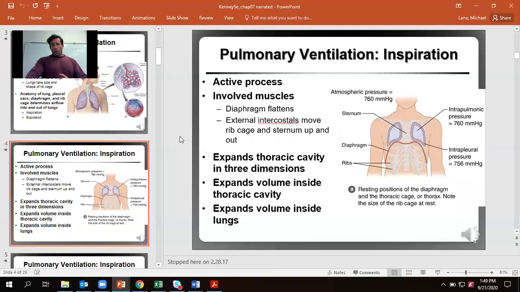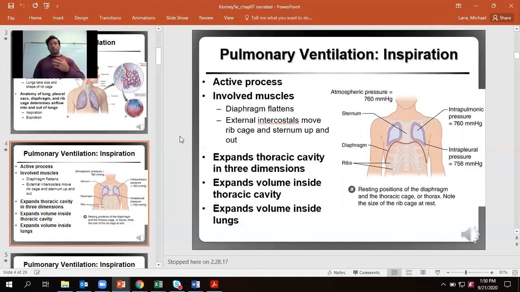Now, pulmonary ventilation, when it comes to that actual inspiration, guys, is look at the pressure differences. Your intrapleural pressure is the pressure between the lining on the exterior of your lung and the lining on the inside of your rib cage. We want this to always be lower than our intrapulmonic pressure, the pressure inside the lungs. If the intrapleural pressure ever becomes higher, that's called a collapsed lung, which happens usually due to severe accidents, and you don't want that to happen.